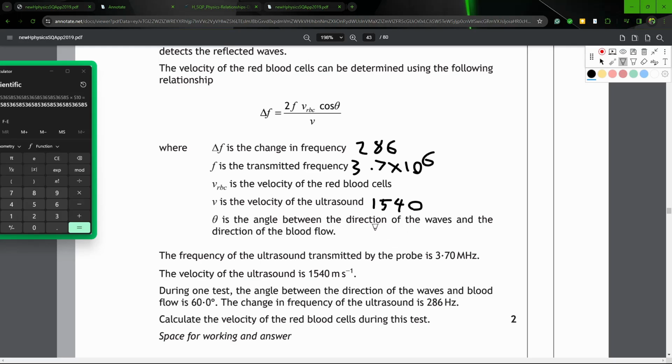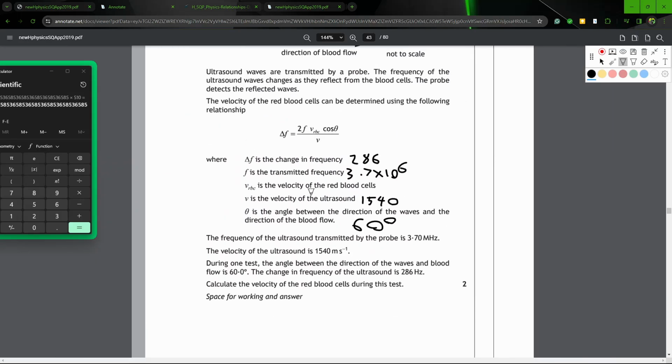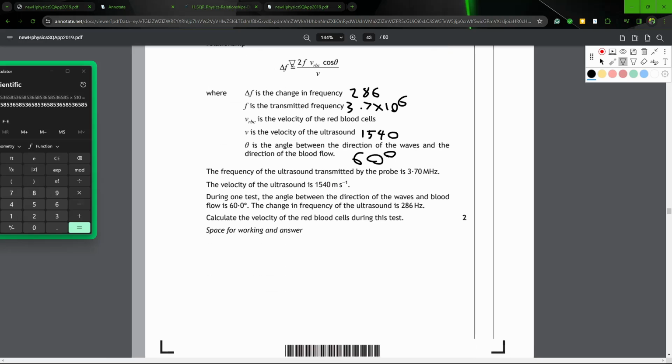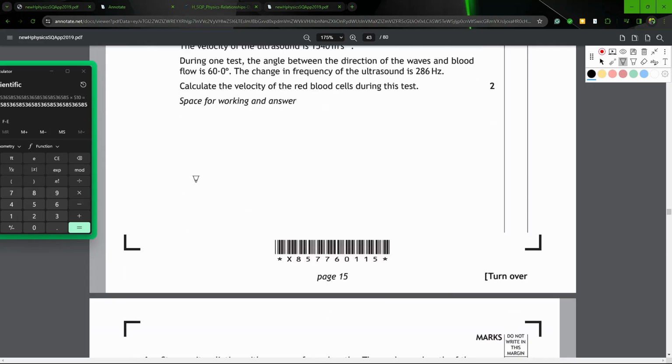And it's 60 degrees here. So we've got everything apart from the velocity of the blood cells, which we want. So the main difficulty in this equation is we just have to refactor it, essentially. So I'm going to start by multiplying both sides by V.